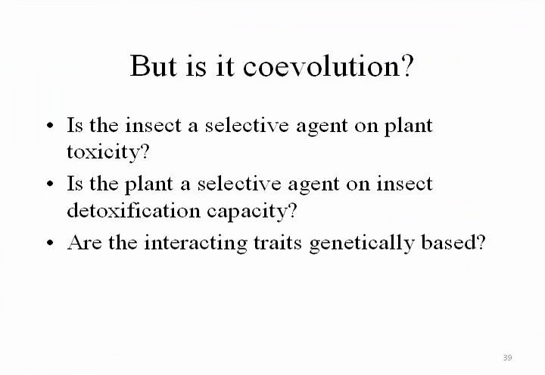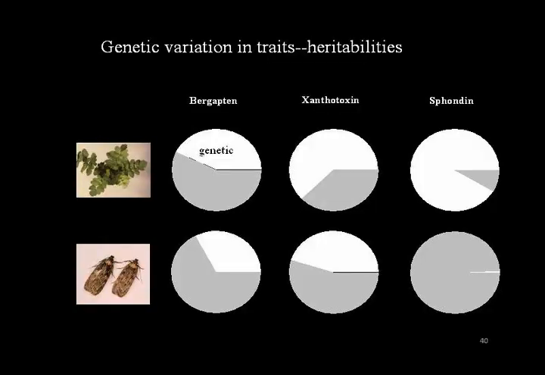Okay, so we found amazing adaptations that allow the webworm to feed on parsnips. But is this coevolution? It's clear the plant has been a selective agent on the insect, but is the insect a selective agent on plant toxicity? Does the chemistry of the plant change with the insect? And for evolution to occur, much less coevolution, there has to be a genetic basis for these traits. So that's when Art and I decided to apply the methods of quantitative genetics to estimate the proportion of variation in the population that is due to genetic factors and therefore available for selection.